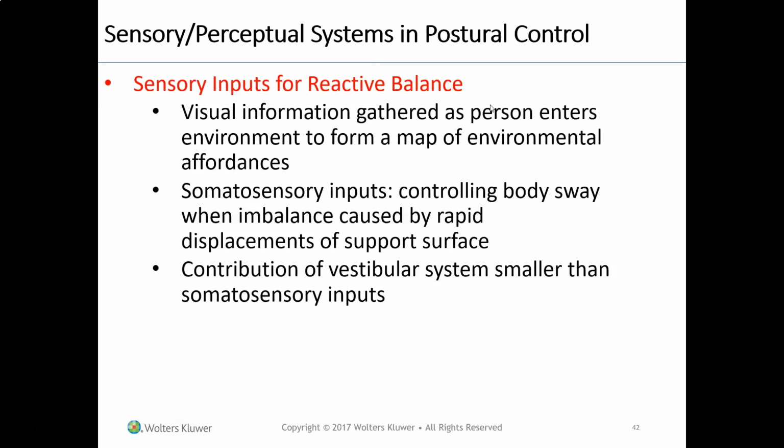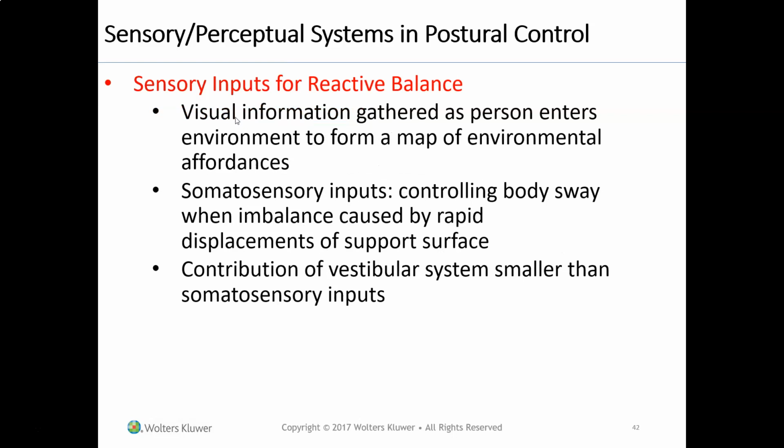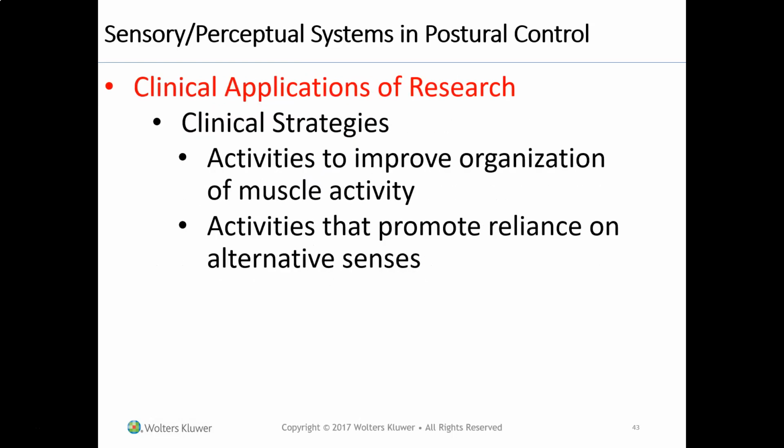Sensory inputs for reactive balance. Okay, so that was for steady state. Now reactive works very similarly. We need visual information gathered as the person enters the environment to form a map of the environmental affordances. We need somatosensory inputs controlling body sway when balance is disturbed by rapid displacement of support surfaces. And then we need the contribution of the vestibular system, which is smaller than somatosensory. So vision, somatosensory, and vestibular, all three different systems will work, whether it's static balance, steady state balance, reactive balance, or even anticipatory balance.